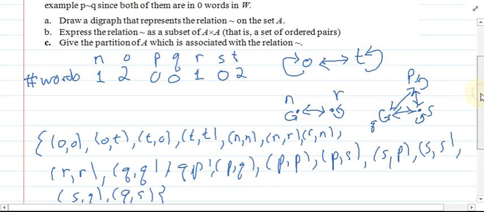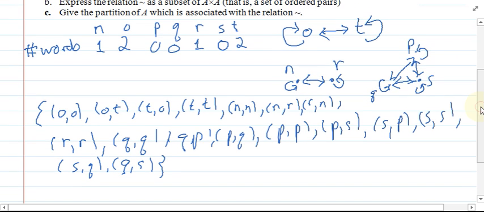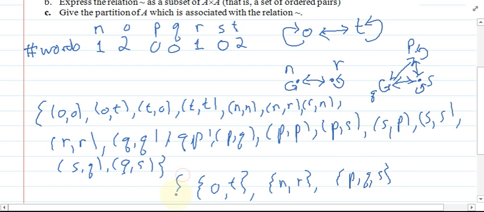Now, as far as the partition goes, you can see the partition up here. You can see that O and T are equivalent, that's one class, N and R are equivalent, and P, Q, S are equivalent. So the partition is the three sets OT, NR, and PQS. Okay, so that's the partition.